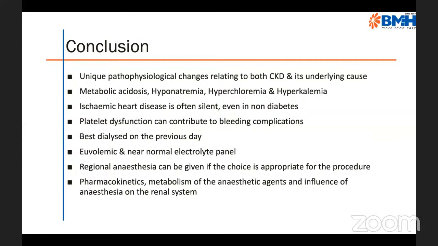So to conclude, there are unique pathophysiological changes relating to both chronic kidney disease and the underlying disease which precipitated chronic kidney disease. We have to be aware of this pathophysiological process to have the patient anesthetized in a better way. Patients usually have metabolic acidosis, hyponatremia, hypothermia, and hyperkalemia. All this has to be kept in mind.